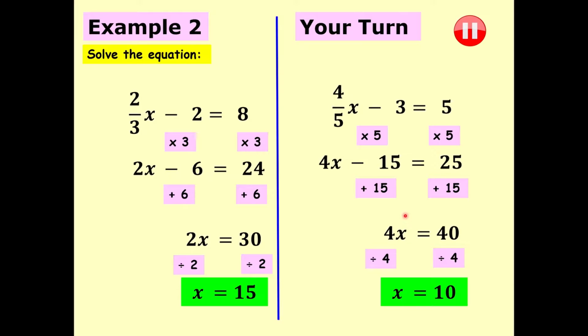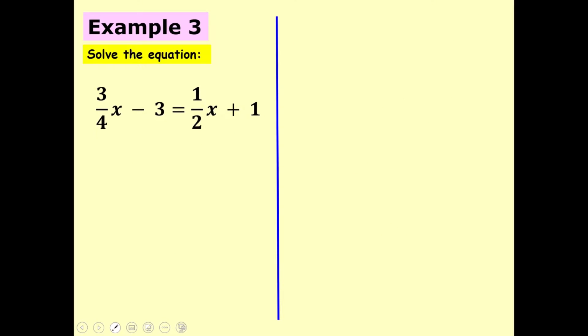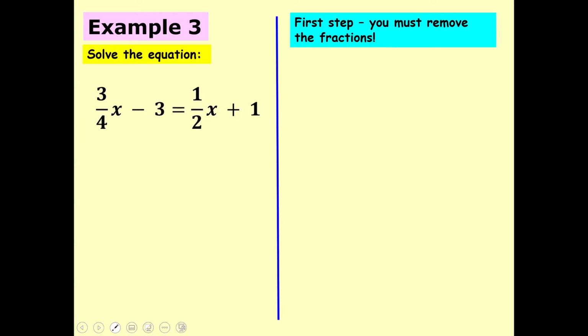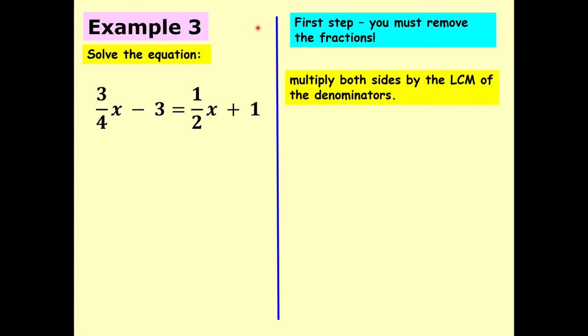Right, third and final example for equations with fractions. This time we have 2 fractions, and we still need to first get rid of the fraction, or fractions in this case. So this time we are going to be multiplying through both sides by the lowest common multiple of our denominators. So our denominators here are 4 and 2. So what we want to do is think about the lowest common multiple of 4 and 2. Well, in this case it is 4. So we're going to be multiplying every term on both sides by 4.